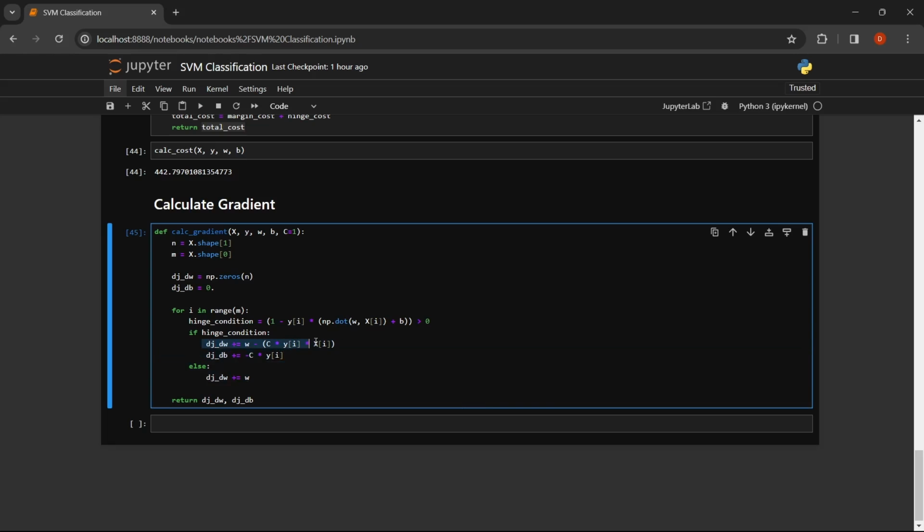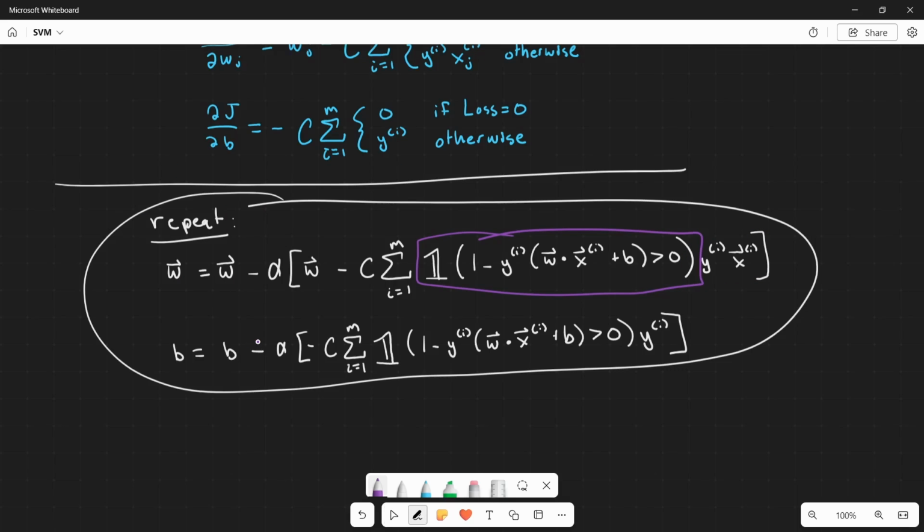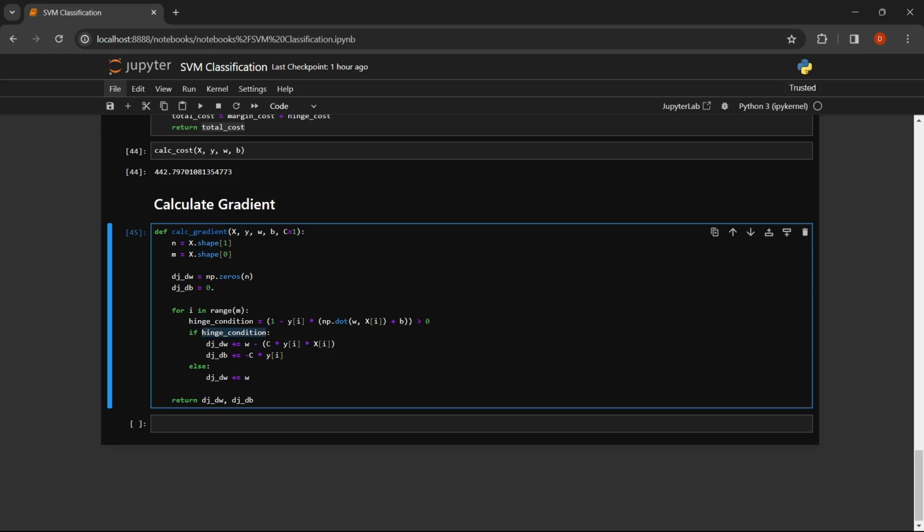So that will be this first line, and if the hinge condition is true. But if our loss is less than or equal to 0, then this is going to result to be 0, and we're going to ignore this yi xi. So at that point, we're only adding the w vector, and that's shown in if hinge condition is false.